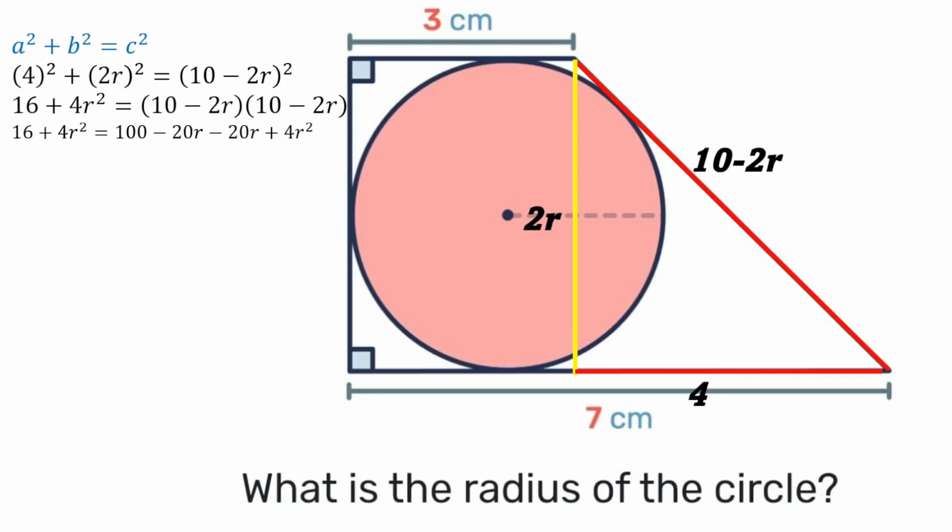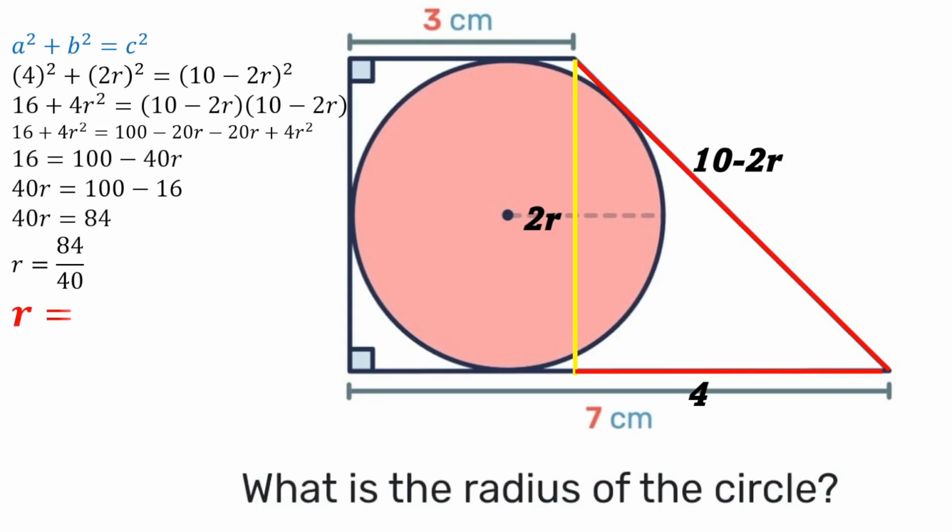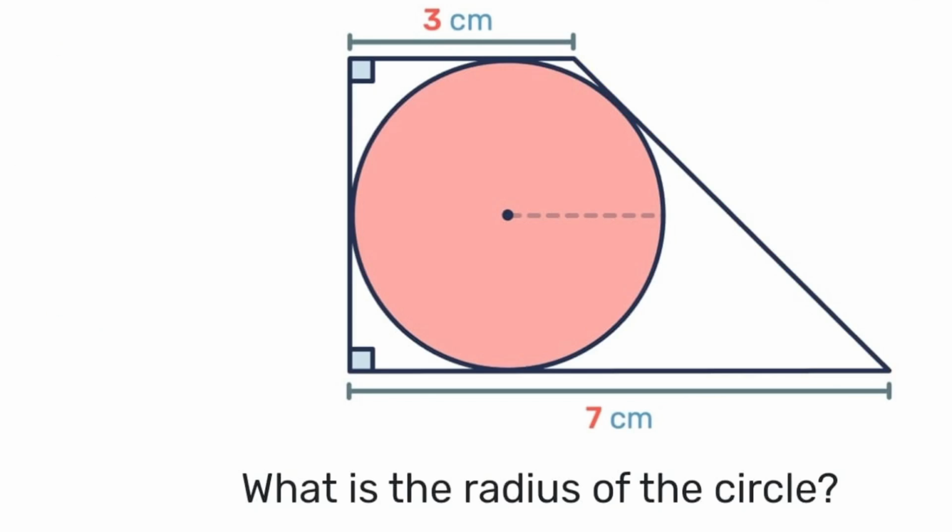4 squared is 16. The square of 2r is 4r squared. Simplifying the right side, we'll have 100 minus 20r plus 4r squared. We see that we're adding 4r squared on both sides, so we can cancel that, and simplify the minus 20r and minus 20r, which will give us minus 40r. Transposing, we'll have 40r is equal to 100 minus 16, which is 84. So r will be 84 divided by 40, which is 2.1. Did you get it right? If not, let's see another way we can work it out.